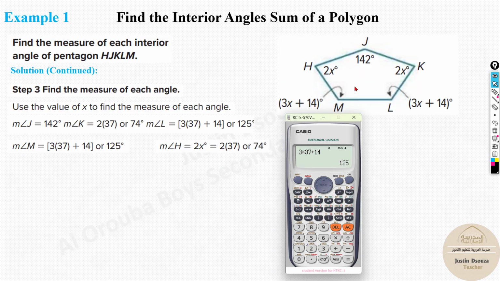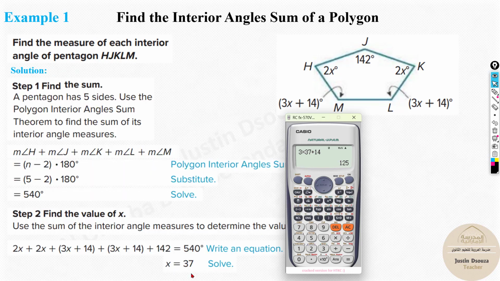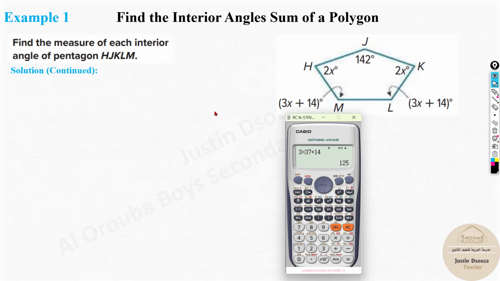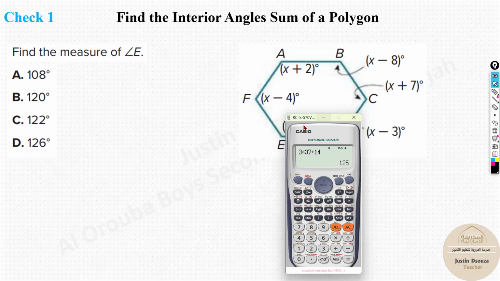Now, one more thing. Don't make one mistake, which many students do. Looking at this x value, you might have a tendency to select this as the correct answer. No, that is not the correct answer. This is the x value only. What you need to do is substitute back and then find the answer. What I mean is, let's do this next problem check. You'll understand better over here.